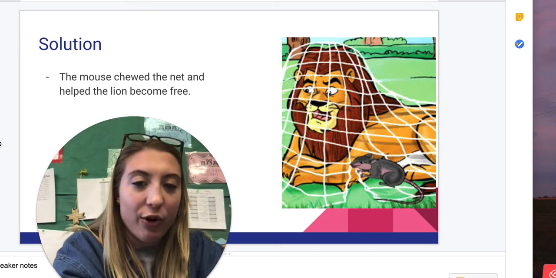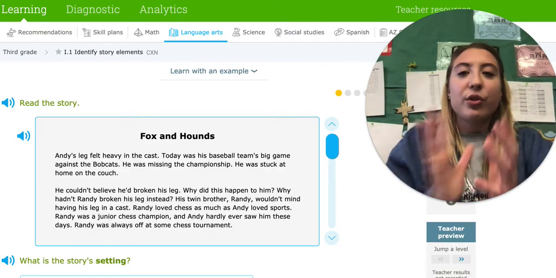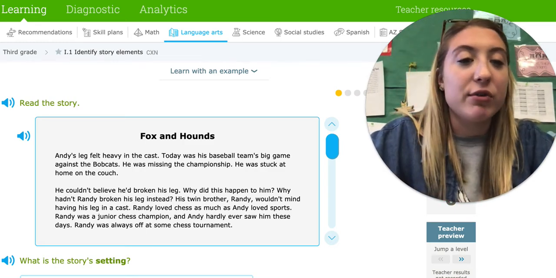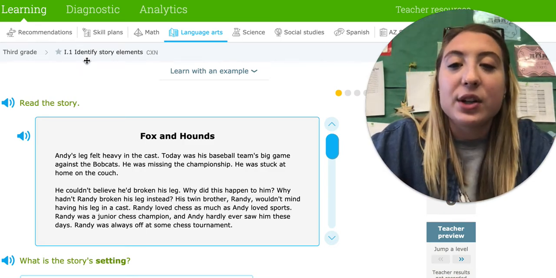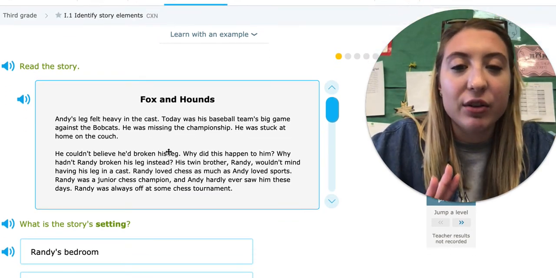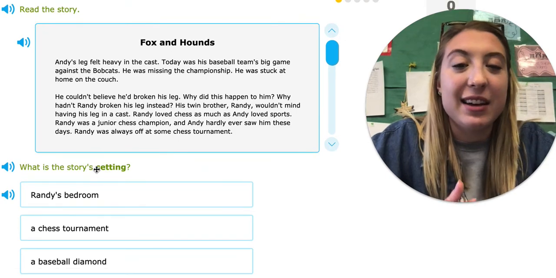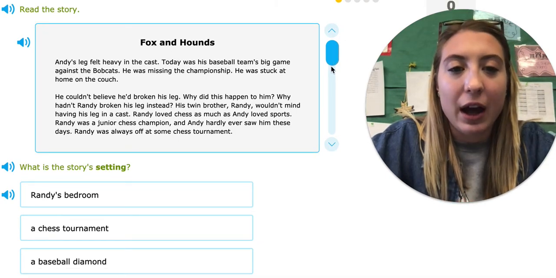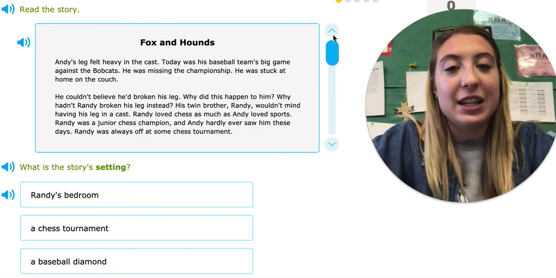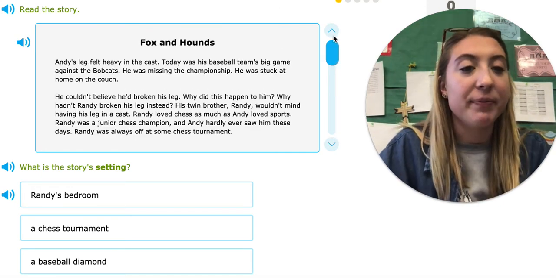So let's go over our homework for today. The homework that we are going to be doing today will take a little longer because we will have to read multiple stories, but we're going to be identifying the story elements. So we're going to read a little story, and then we have to answer what's going on. So as we can see, it is going to be a little longer. So I would say take time working on this.